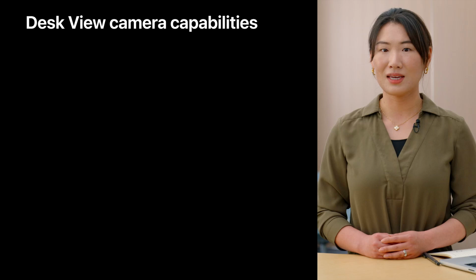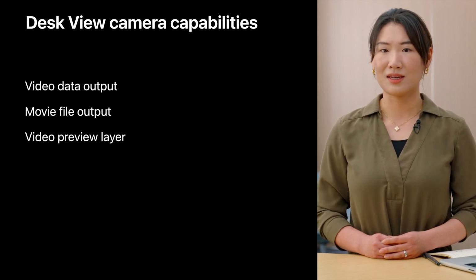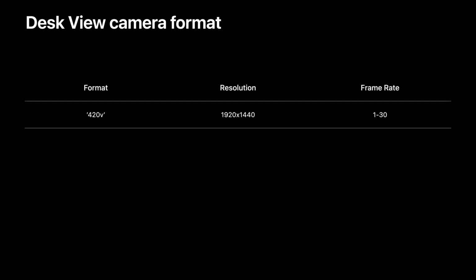Once you have the AV Capture device object of the desired Desk View camera, you can use it with an AV Capture video data output, movie file output, or a video preview layer in the capture session, just as you can with other camera devices. Desk View device currently supports one streaming format in 420v pixel format. The resolution of the format is 1920x1440, and the maximum frame rate supported is 30 fps.